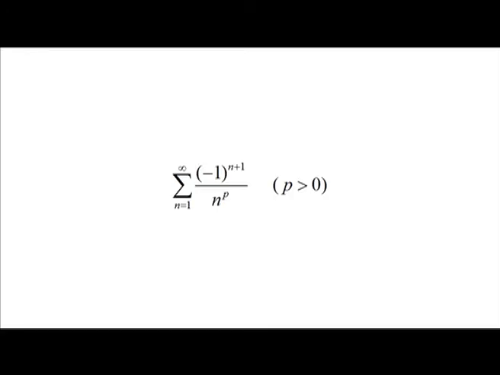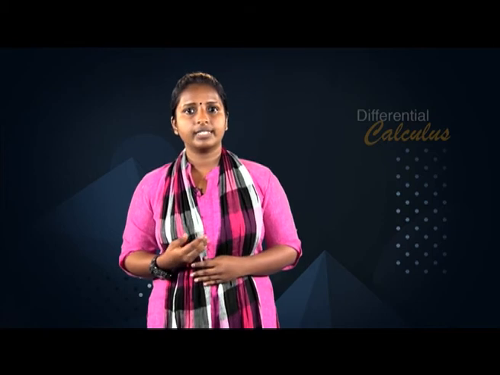Using Leibniz test, we have seen that the alternating p series, summation (-1)^(n+1) / n^p, where n is from 1 to infinity, p greater than 0, converges. Now, the series formed by the absolute values of the terms is the hyperharmonic series, summation 1/n^p, n from 1 to infinity, and it converges for p greater than 1 and diverges for p less than or equal to 1. Hence, the given alternating p series converges absolutely if p greater than 1 and converges conditionally if 0 less than p less than or equal to 1.